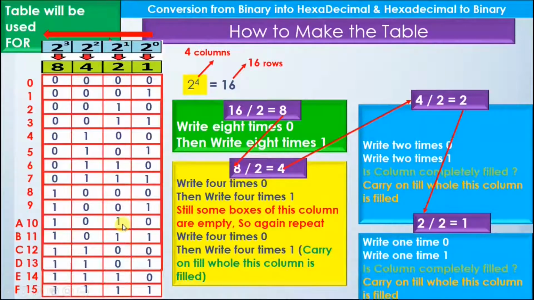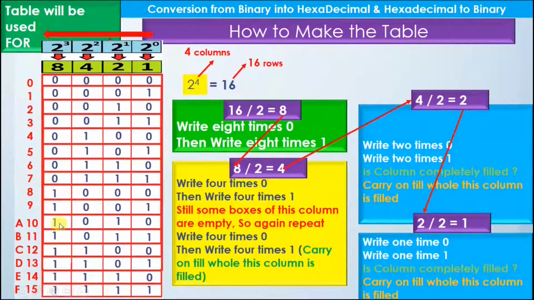Next we will see the column 2 and we will see that the value under the column 2 is 1. So the value of this column is 2. Next we will come to this box and we will see that the value under the column 4 is equal to 0. So its value is 0. And next we will come to this box and we will see the value under the column 8 is equal to 1. So the value is 8 here.